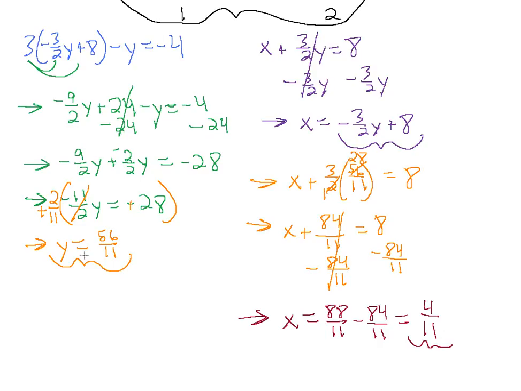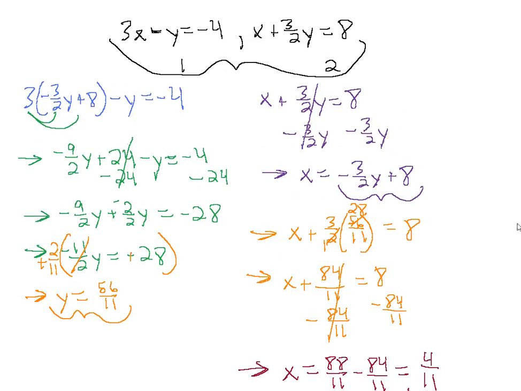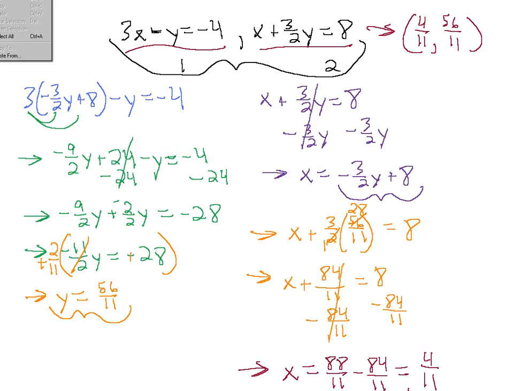So we got values for both variables, so we can write our exact solution for this system of linear equations. We have the solution 4 over 11 and 56 over 11. This is the point where these two lines intersect, and we can prove that by plugging in 4 over 11 for x and 56 over 11 for y. We can do that in both equations, and both of them will remain true. That means we have a solution for our system of equations.